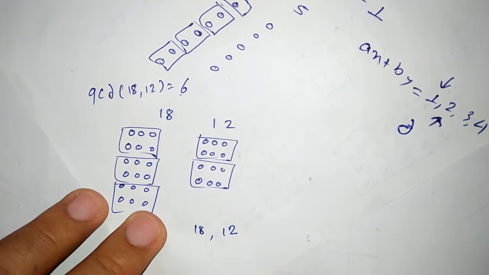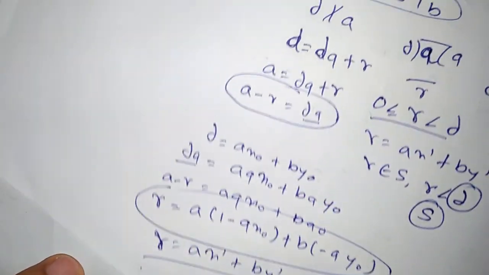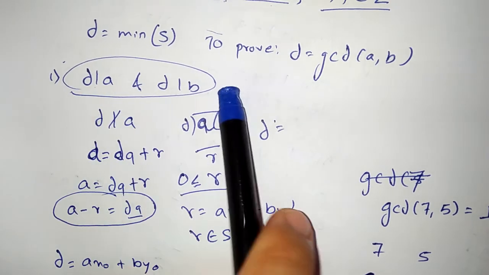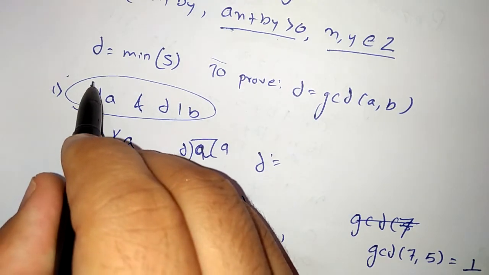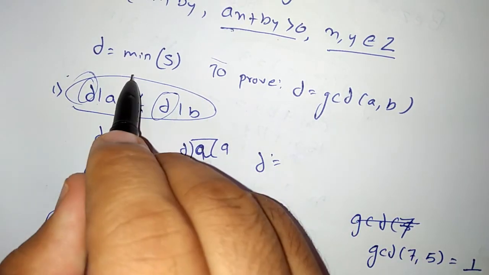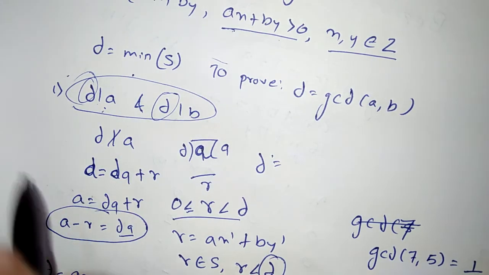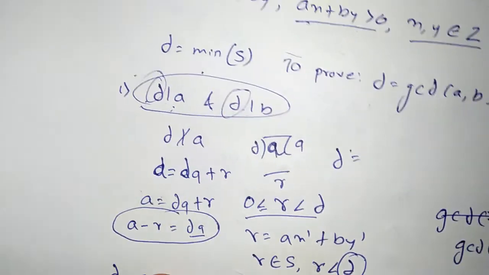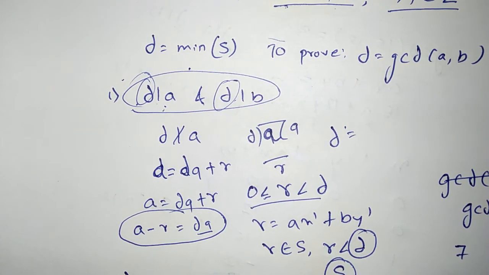So what we have proved is that D, which is the minimum from the set S, is going to be a common divisor of A and B. What remains is to prove that this is actually the GCD. So we can prove this as follows. Let me take a new paper.